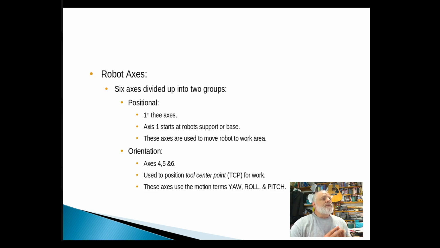Most common robots nowadays have 6 axes. They're divided up into 2 groups: the positional axes, which are the first 3 axes starting at the robot base, and the orientation axes.